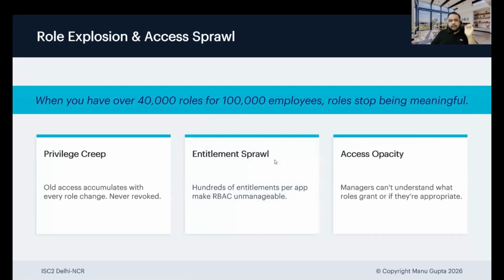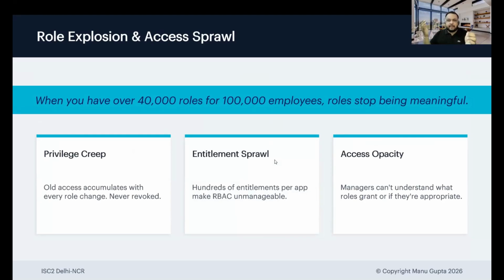So that old role stays. The access to the GitHub repository still lingers on. The Jenkins pipeline credentials still remain active, and this is privilege creep, and it keeps happening at scale in every organization. Then the second problem is role explosion.